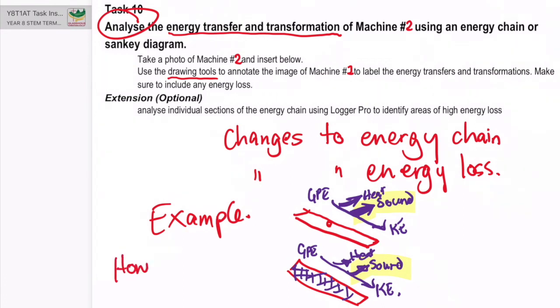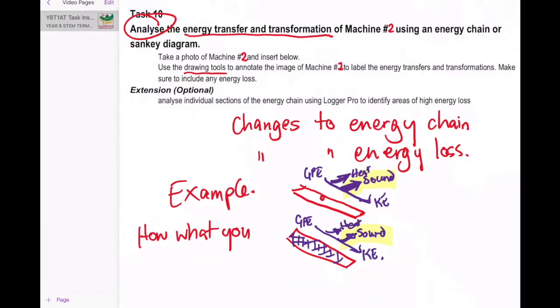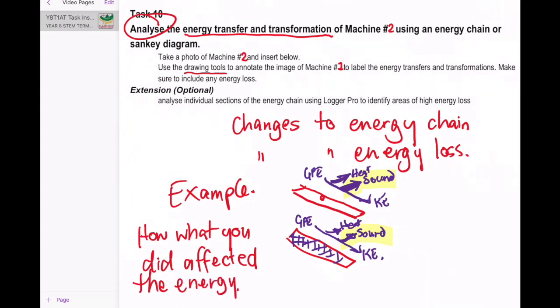How what you did affects the energy. That's what you've got to write down in your assignment. How what you did affected the energy. Make sure that you write that or record that down clearly so you can prove that you are thinking scientifically. All right, guys, good luck.